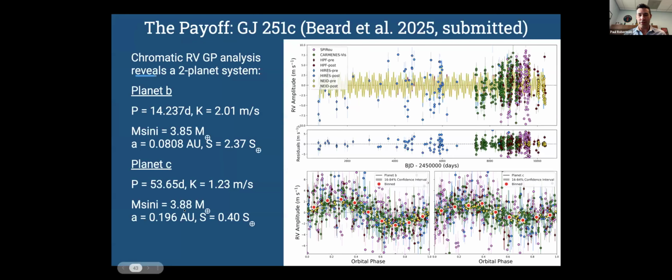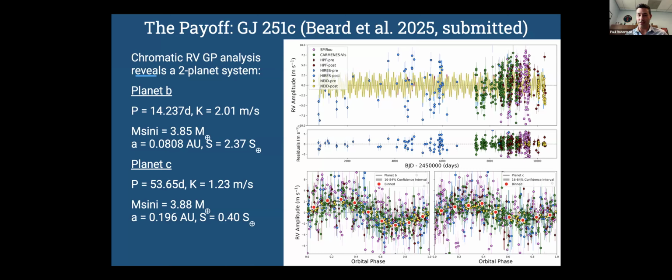I'll leave you with one more. This is one that my former grad student, Corey Beard, has been working on for 5 years, and we finally got this under review. This is a chromatic Gaussian process analysis, again, using a combination of optical and infrared instruments to look at a nearby star, Gliese 251, which is the 46th or 47th closest star to Earth. It had a previously discovered planet that was first published by the CARMENES team at 14 days.